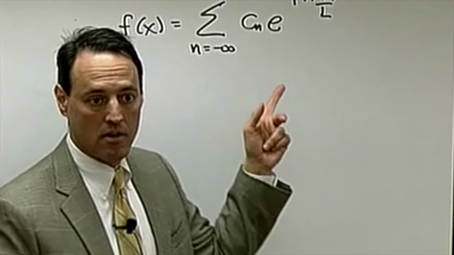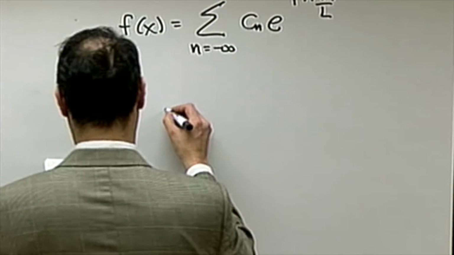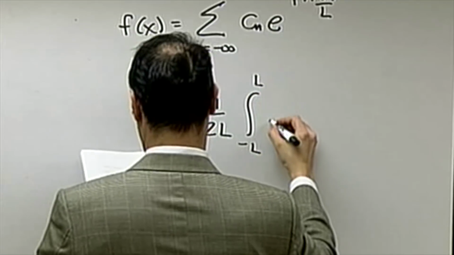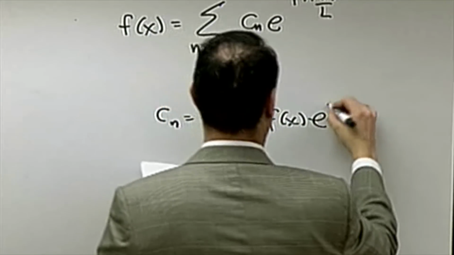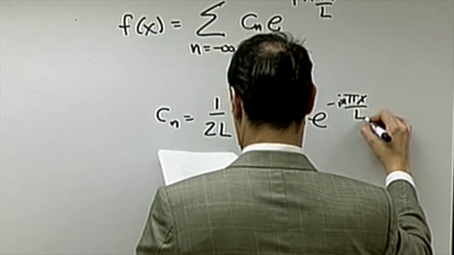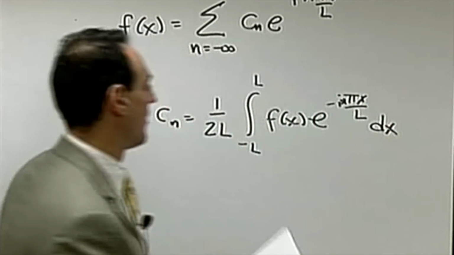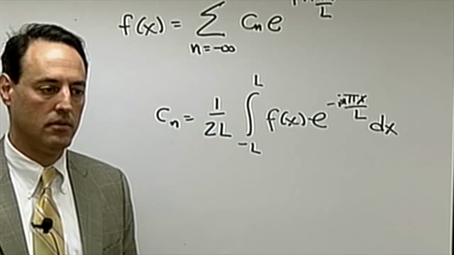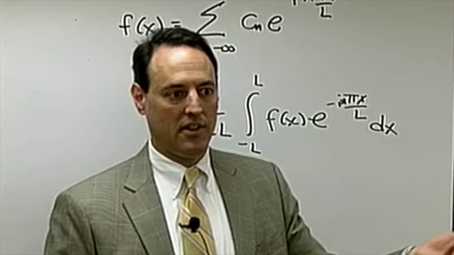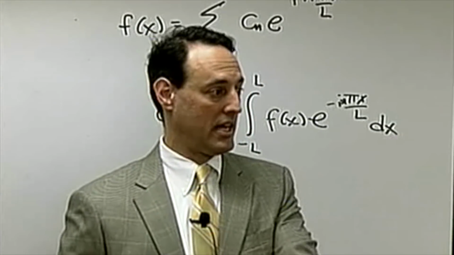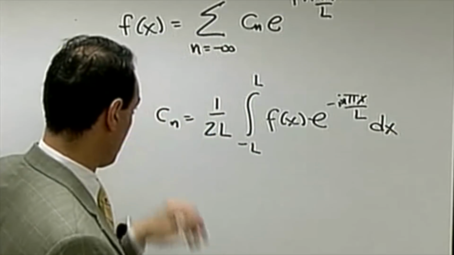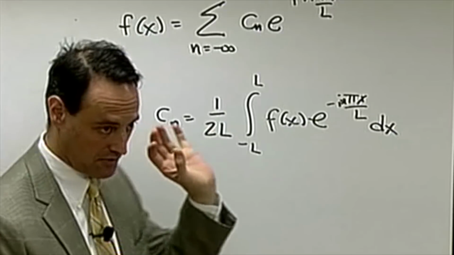Where the C of n are the Fourier coefficients, and the C of n are given by the following integral here. Okay? What we know about e to the i x is just cosine x plus i sine x. Okay, so that's the connection between sines and cosines. But this is kind of a little bit more general. Notice the other thing I've done here.